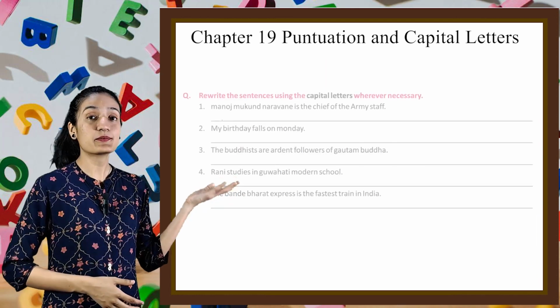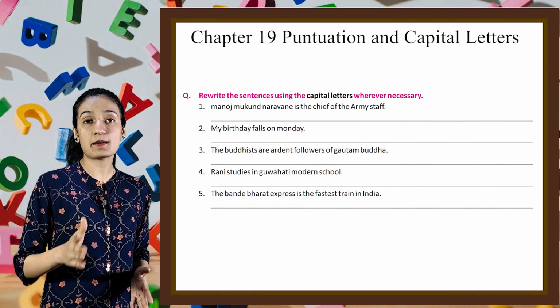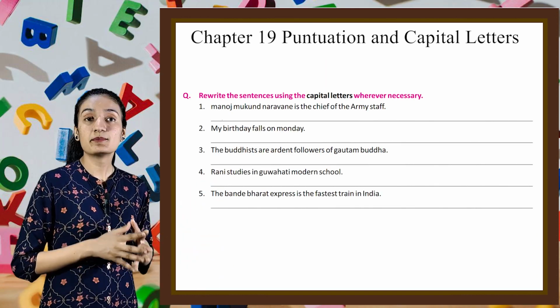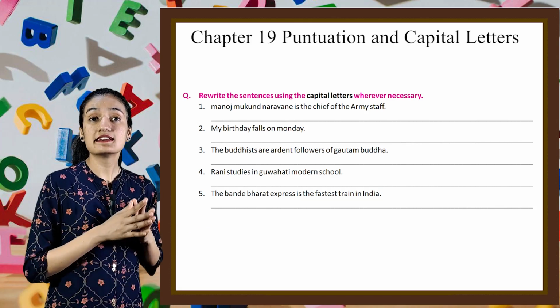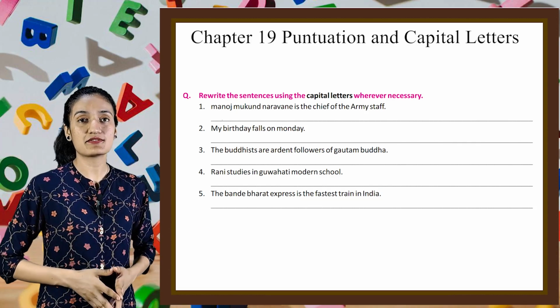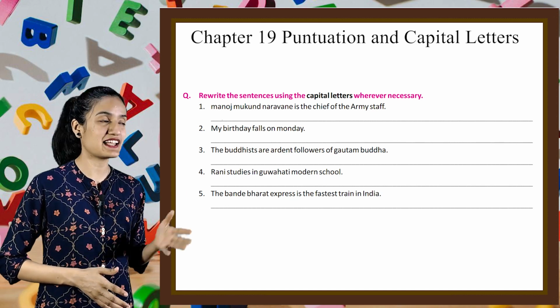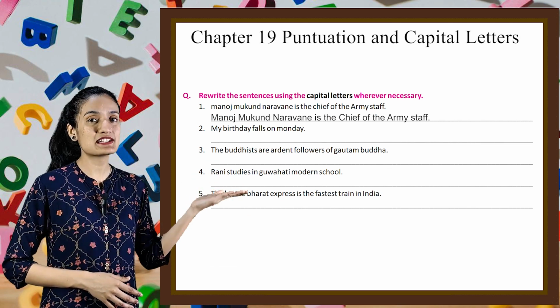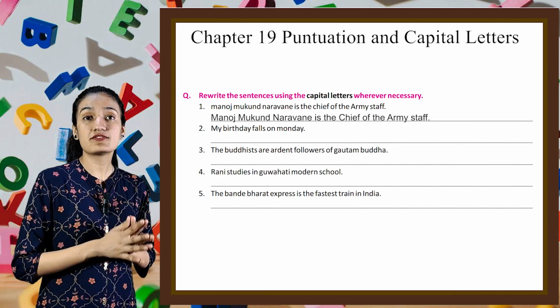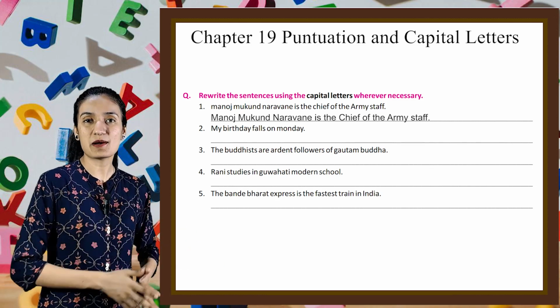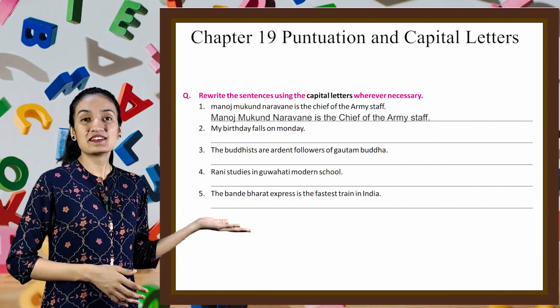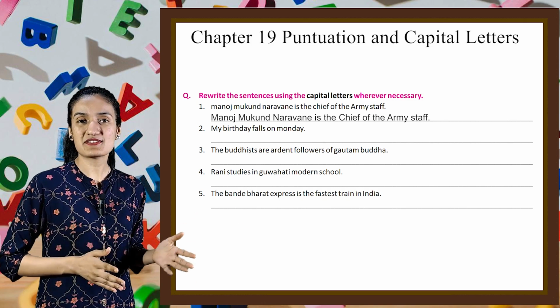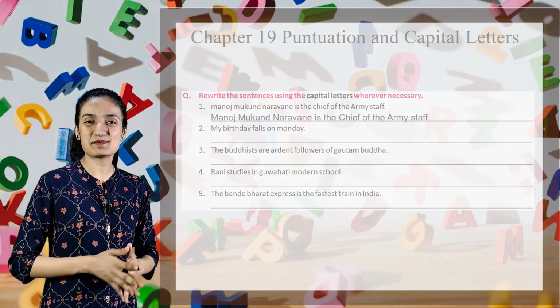Good. Now, rewrite the sentences using capital letters wherever necessary. First, Manoj Mukund Naravane is the Chief of the Army Staff. So here you will write it like capital M Manoj, capital M Mukund, capital N Naravane is the Chief with capital C of the Army Staff. So in this way, do the rest of the sentences by yourself, and here we complete this chapter.